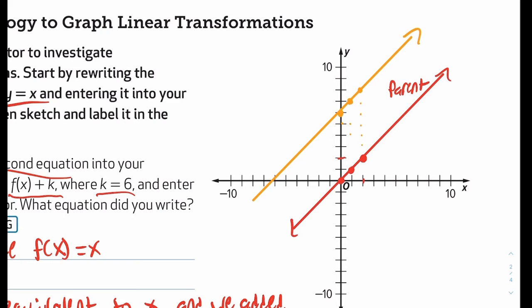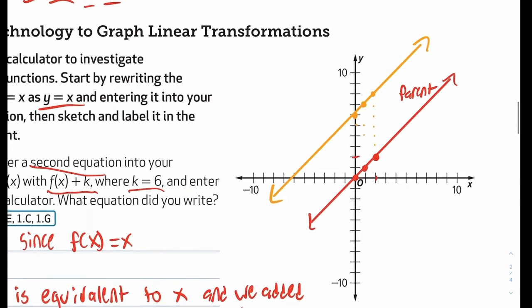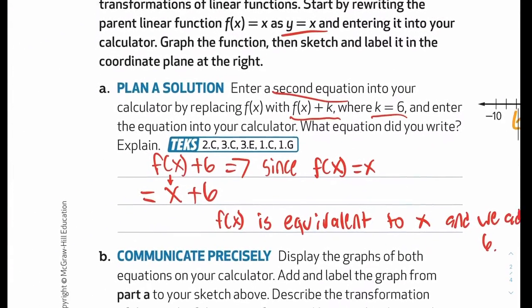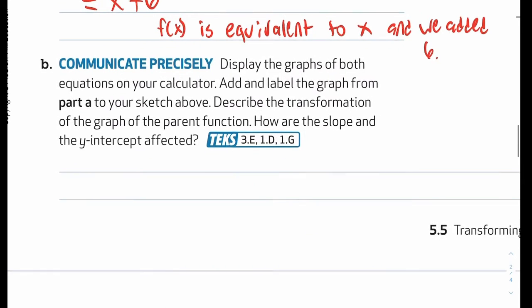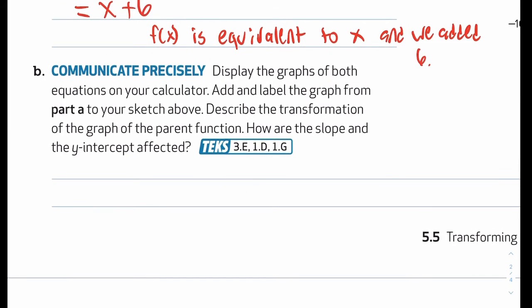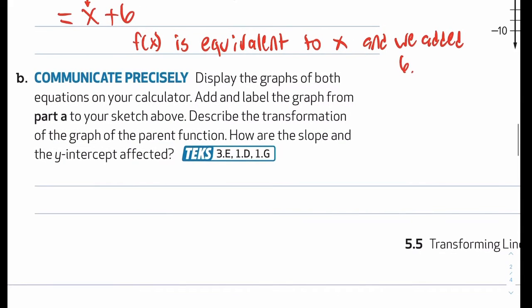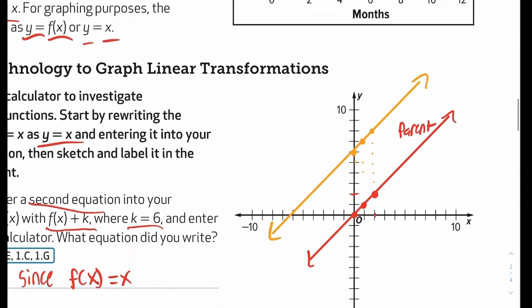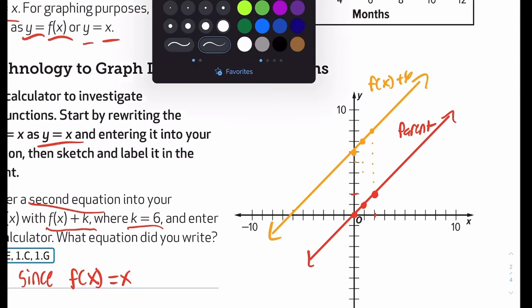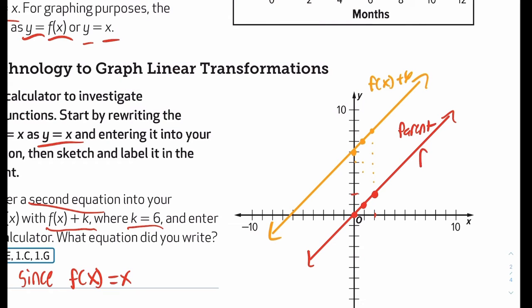What we just did is exactly what Desmos did. It took the original graph and just added 6 to every single number for the y, because the y is the output. So we took the input and added 6 to it. Display the graphs of both. We did it. I guess we could label it now. This orange one was f of x plus 6, and the red one was the parent, which means it's just f of x equals x.